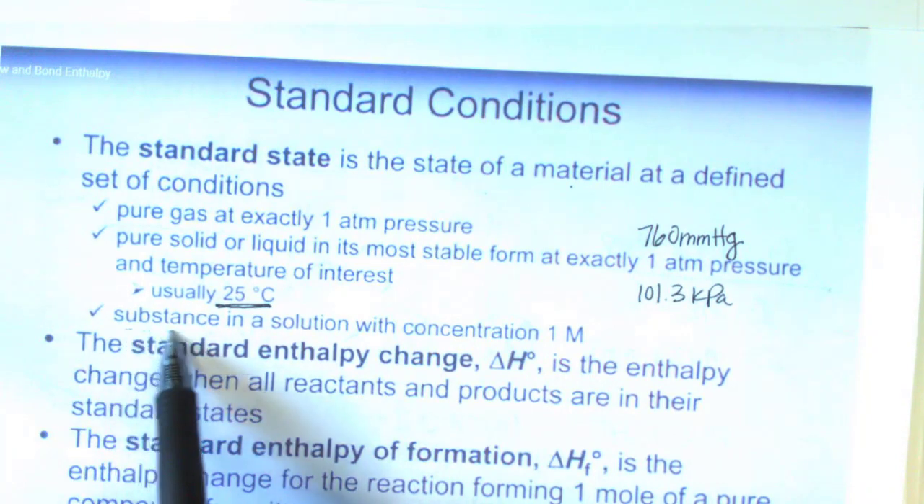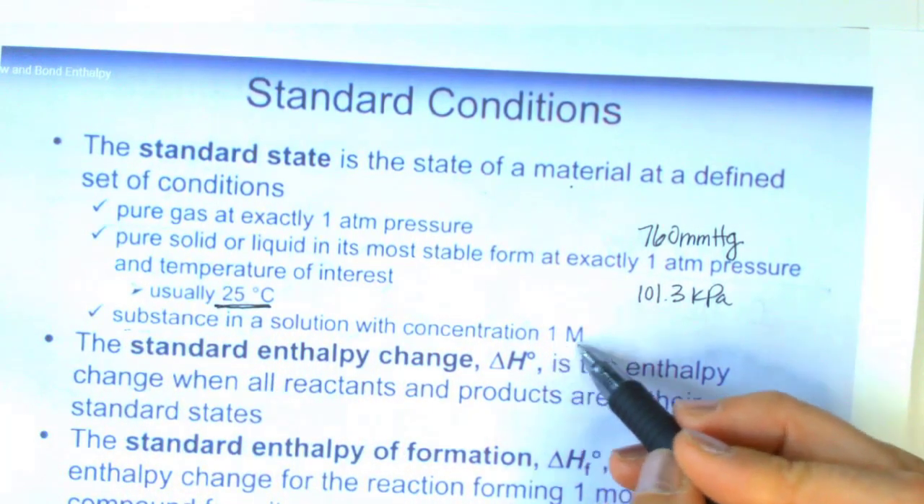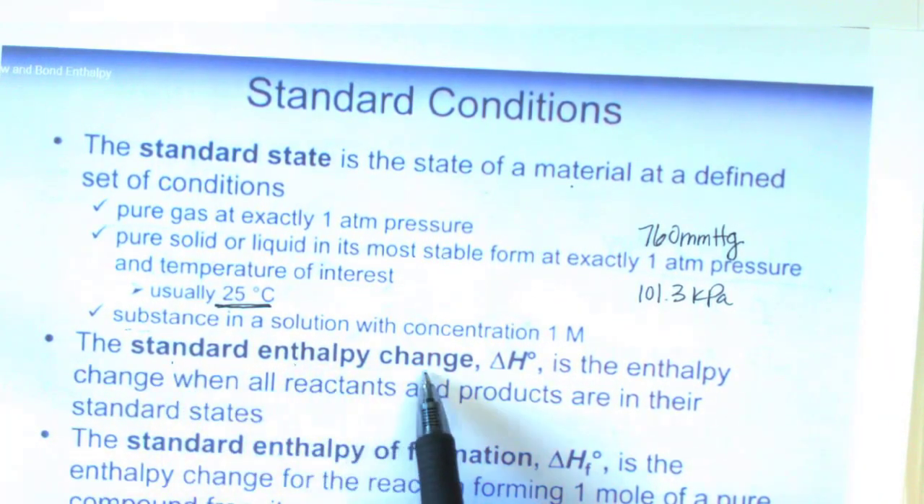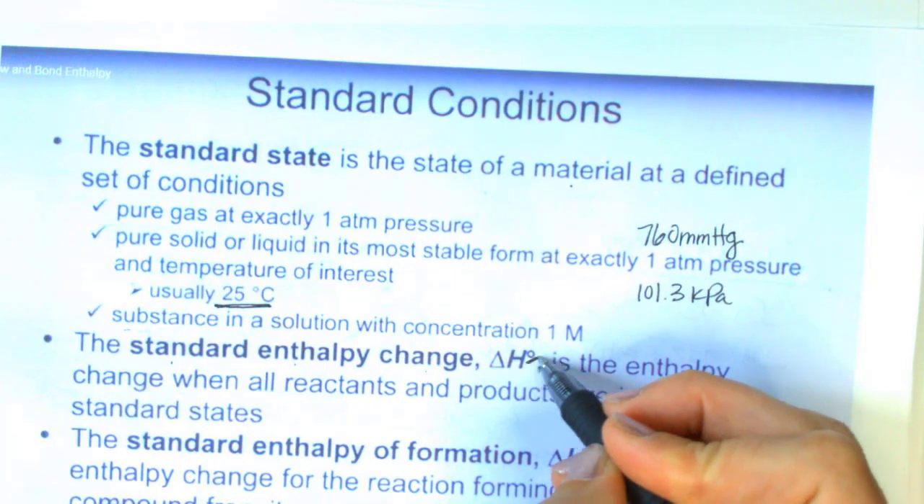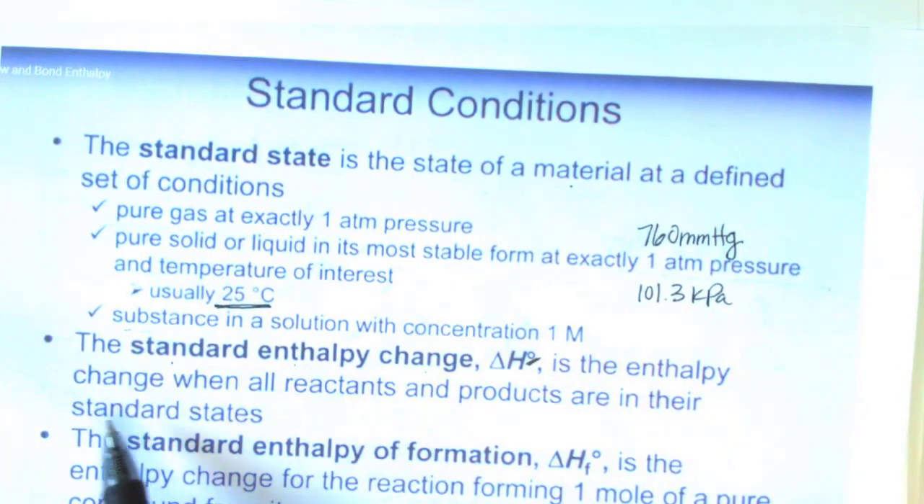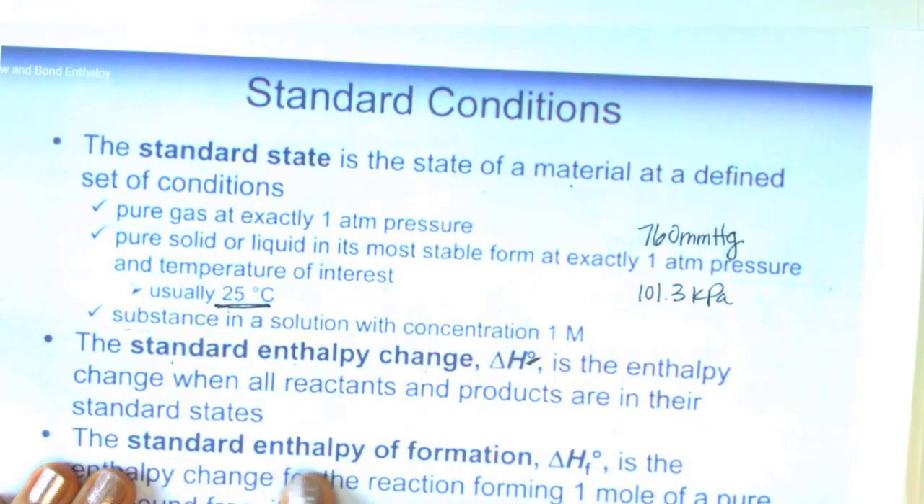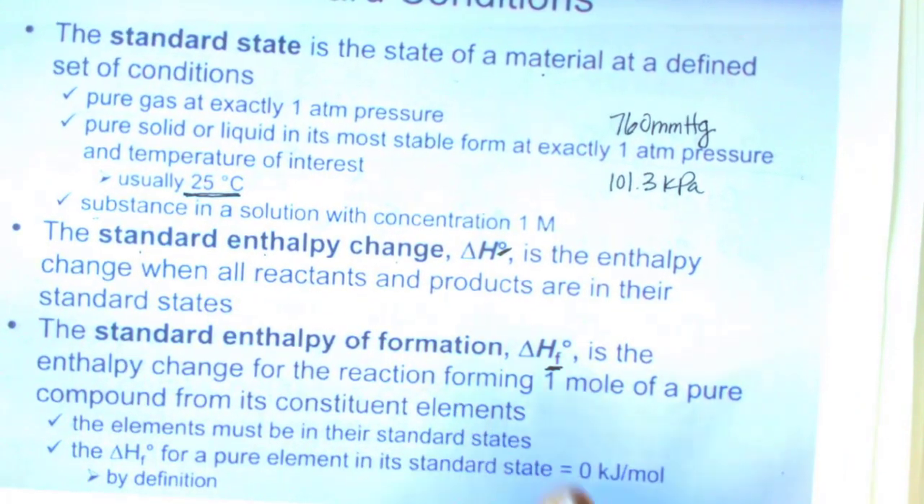Also, the standard condition for a substance in a solution is a concentration of 1 mole per liter. There's also the standard enthalpy change, which is delta H with this naught sign. It's the enthalpy change when all reactants and products are in their standard states. So it's just clarifying. Then we have the standard enthalpy of formation, which is delta H naught with a subscript F for formation. It's the enthalpy change for the reaction forming 1 mole of a pure compound from its constituent elements.